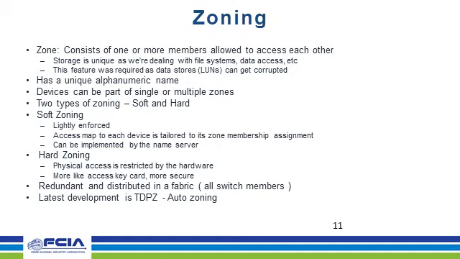With hard zoning, your access is restricted by the ASICs, by the hardware, and it's more like an access card and very secure. Zoning databases are redundant, and they're distributed in the fabric between all the switch members. If something happens, you have another copy of the zoning database.